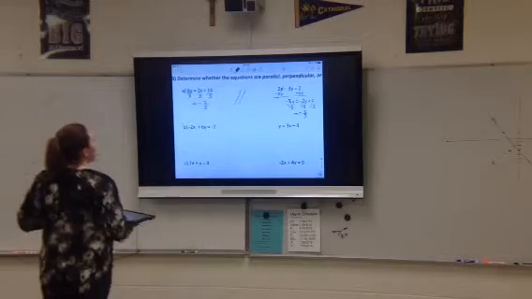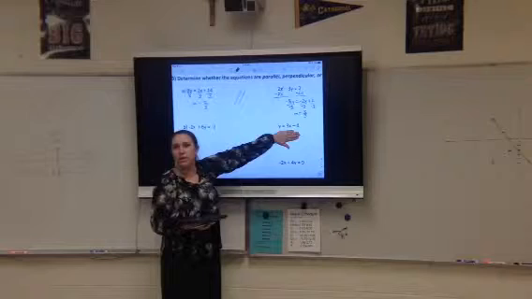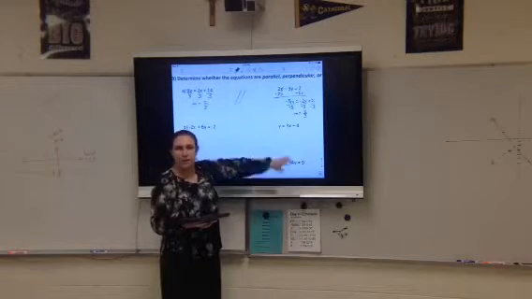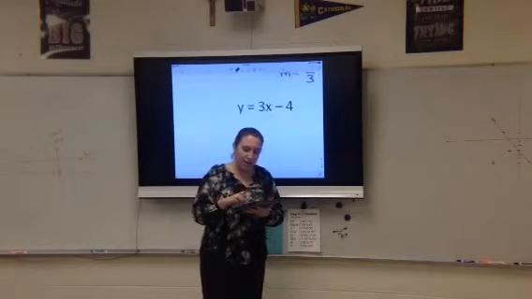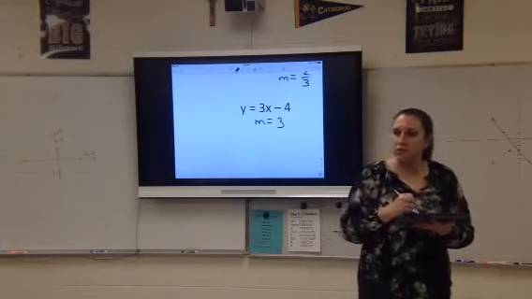Now the next problem, thank God, we already got one y equals, right? We don't have to do anything here. What's your slope on the second guy right here? 3. So that's nice, right? Yay, no work. m equals 3. Because it's already solved.